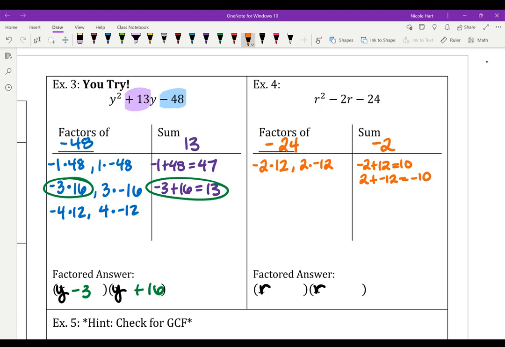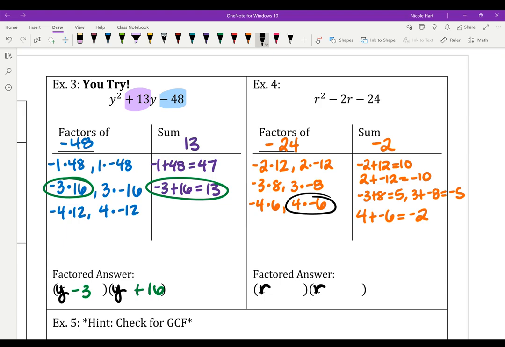Let's see, 3, yeah, 3 works. Negative 3 and 8, or positive 3 and negative 8. Negative 3 plus 8 is 5. 3 plus negative 8 is negative 5. That doesn't quite work. 3, 4. Negative 4 and 6. Ooh, I think we might have found our numbers. 4 and 6 are only 2 numbers apart from each other. So 4 times negative 6. 4 plus negative 6 is going to give us that negative 2 that we are looking for. So r plus 4 and r minus 6.